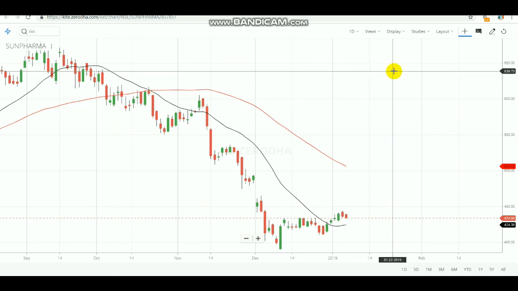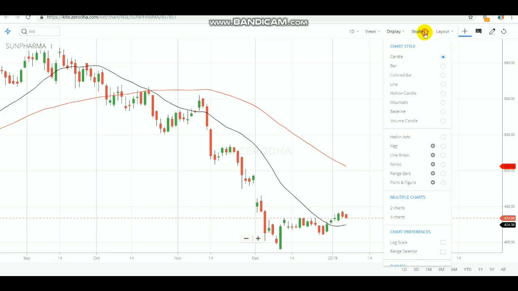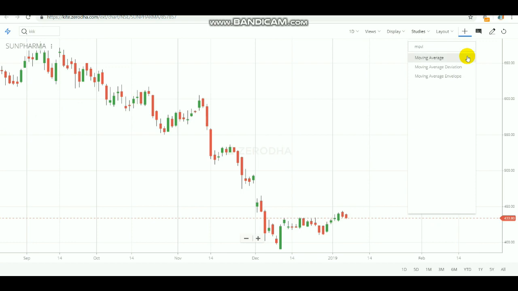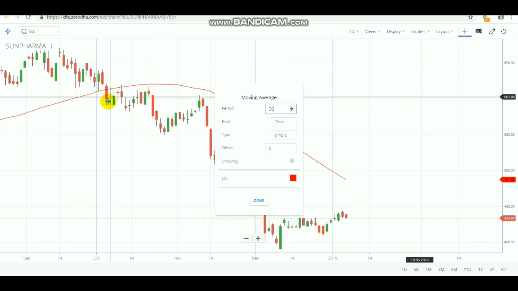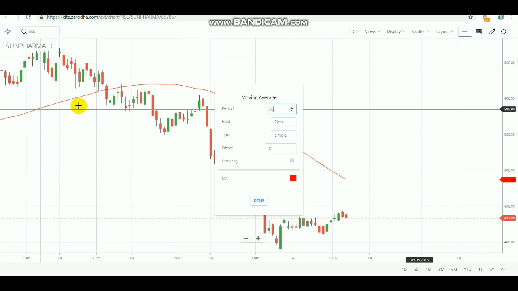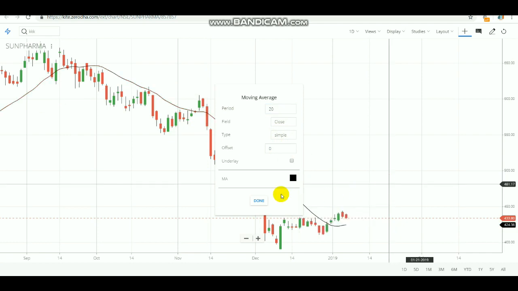Okay, for this set the timing to 1 day, and it's the default candlestick only. And we are going to use a moving average, and in the moving average we are going to change the period. Everyone knows about the moving average. Moving average is nothing but an average of the candlesticks, and this background line you can see now is the line chart which draws along with the candlesticks, and it will move along. We are going to use it and see the entries and the exits. We are going to change the period to 20, and everything else is default, close, simple, zero, and change the color to black. Okay, select done.